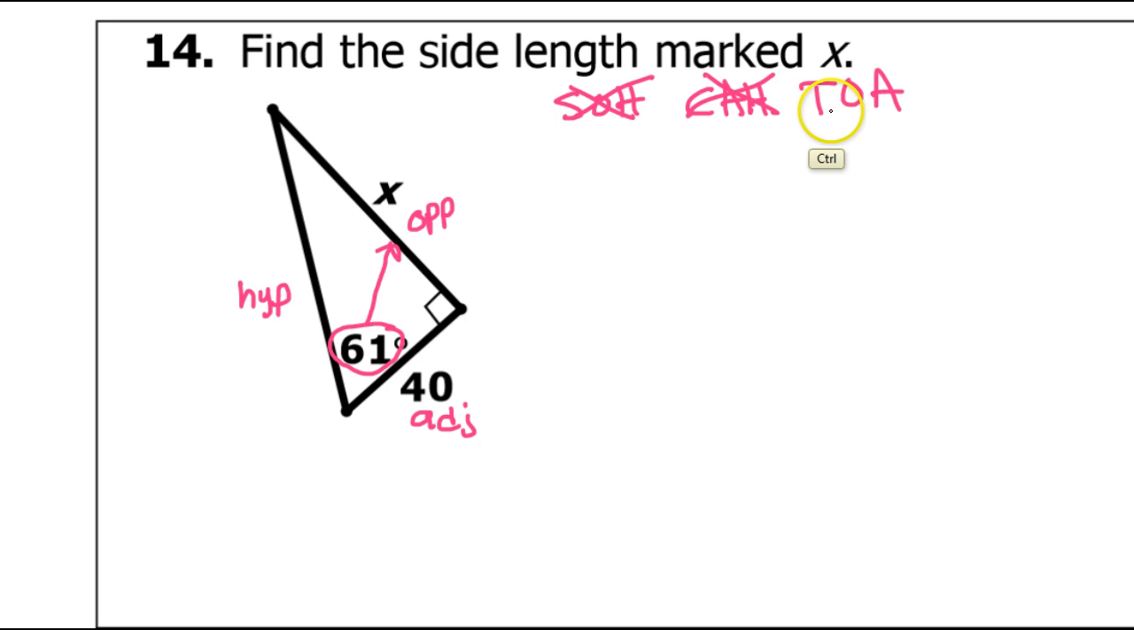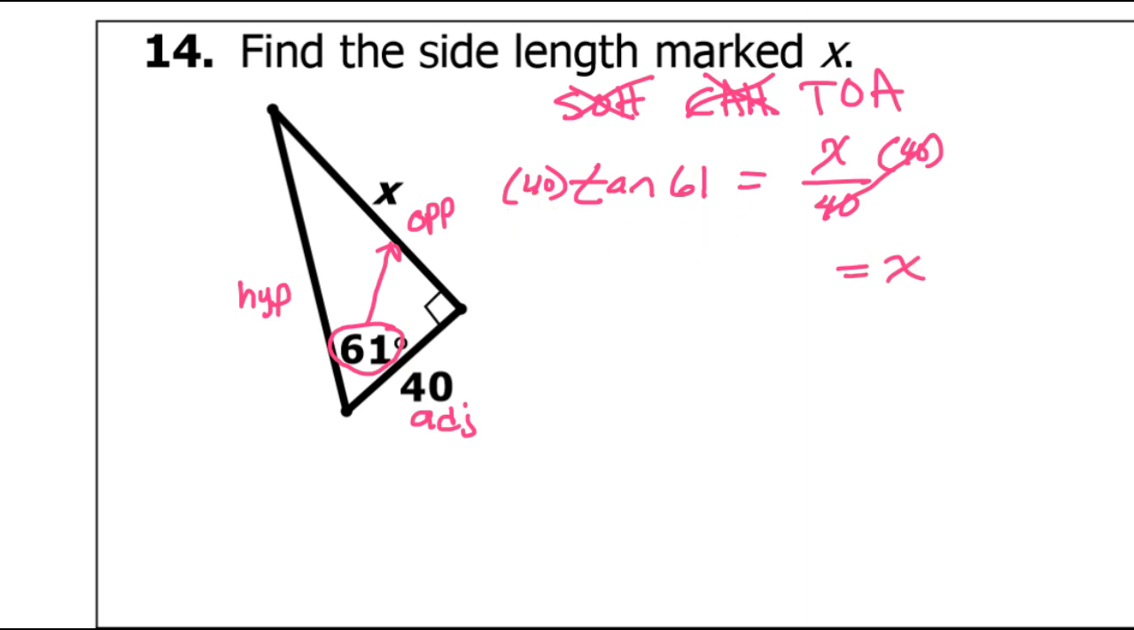So remember, tangent equals opposite over adjacent. So remember, you do tangent and then you put the angle. So tangent of 61 is equal to opposite over adjacent. Now there are three types of equations. If the variable is in the top, that's when you multiply. So what you want to do is you will solve this by multiplying both sides by 40. That way these cancel out and that leaves x by itself.